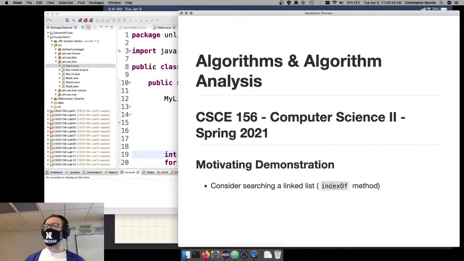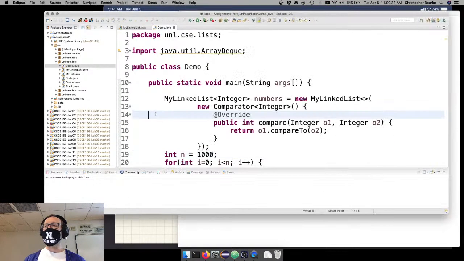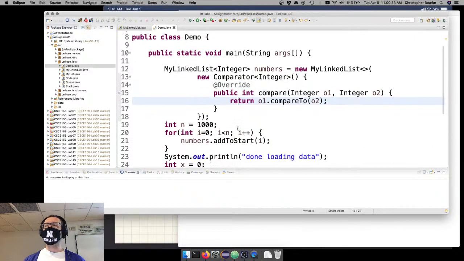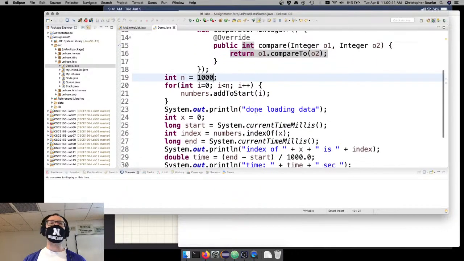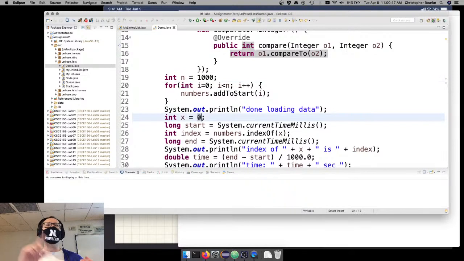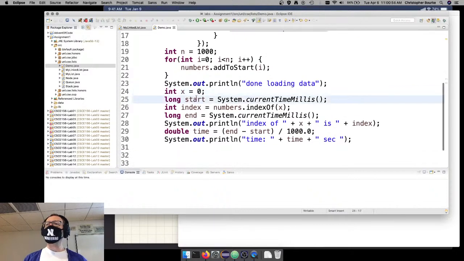Remember that we implemented this index of method. So what I've done is I've set up a demonstration here where we've got a comparator for integers, so it's just a list of numbers, okay? It's a linked list of numbers. And I've got it set up to insert 1,000 numbers, and it always goes at the start. And so searching for 0 means that you're always going to the end of the list to find what you're looking for. And what I'm going to do is I'm going to time how long this actually takes.